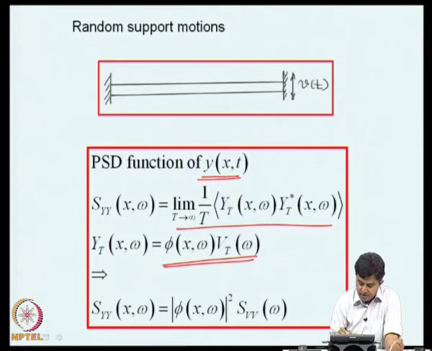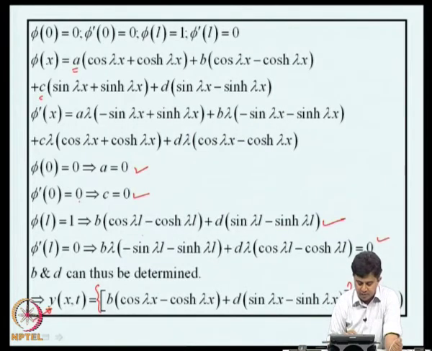So, now substituting this into the definition of power spectral density function, I get the response power spectral density function to be given in terms of this transfer function and the power spectral density. So, this solution in fact does not involve any modal expansion. So, more general models for damping can be used. But the penalty that you have to pay is you have to deal with trigonometric and hyperbolic sine, cosine, sinh, cosh functions.